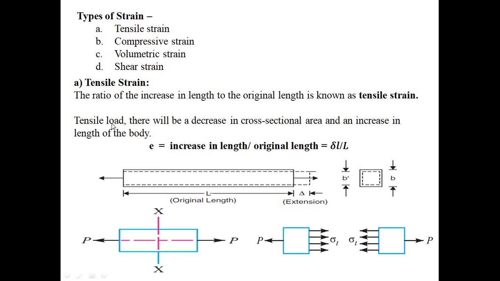So what this statement represents is that when a tensile force is there, there will be an increase in length of the section and a decrease in the cross-sectional area. Here you can see the decrease in the cross-sectional area. This is due to tensile force, and that is called tensile strain.